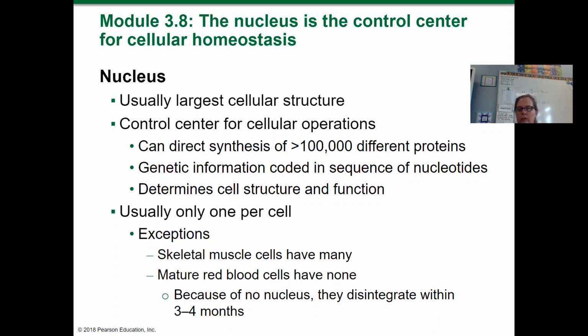Nucleus, usually the core, usually the largest cellular structure. It's the control center or the brain, meaning it can direct the synthesis of over 100,000 different proteins, including the enzymes that catalyze all those metabolic pathways. There's a sequence of nucleotides that has important genetic information. There's usually only one per cell, except for skeletal muscle cells, which have multiple nuclei, and mature red blood cells, part of whose life cycle is to actually eject the nucleus. So the mature red blood cells have none.